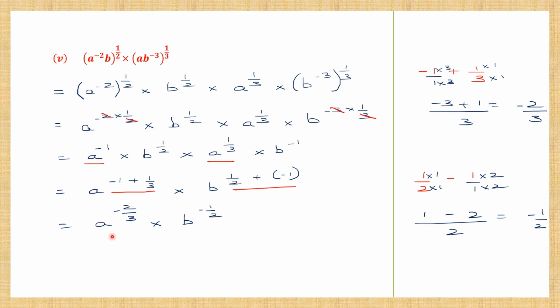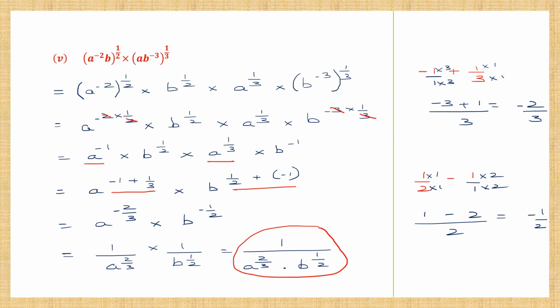Now to make this positive, we have to write the reciprocal. So a by 1, this will now become 1 by a. So this is 1 by a to the power of 2 by 3, the power has now become positive, into again 1 by b, the power has become positive, 1 by 2. So this is 1 by a to the power of 2 by 3 into b to the power of 1 by 2. So this is our final answer.